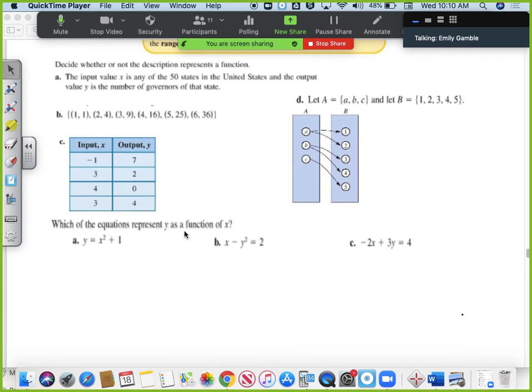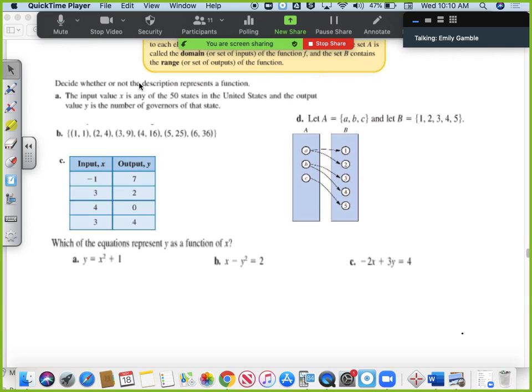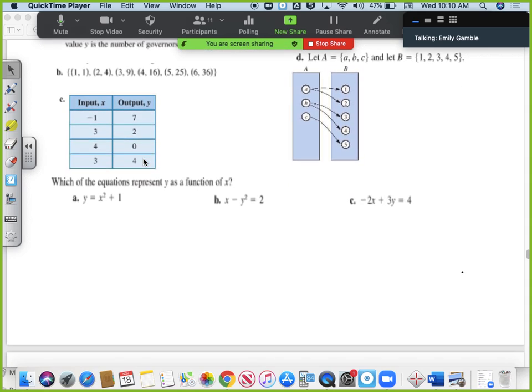Then we looked at different examples to determine which ones were and were not functions. All of these things are relations, but only some of them were functions. The ones that don't repeat the same x numbers, like letter B, 1, 2, 3, 4, 5, 6, they never repeat, so that is a function. Only those situations will be functions.